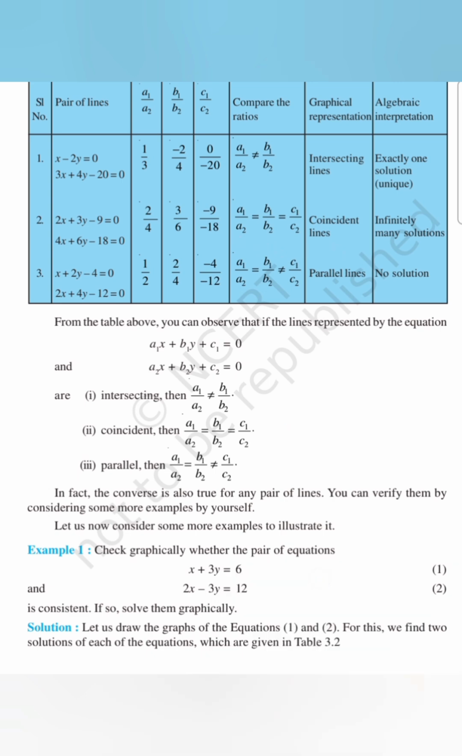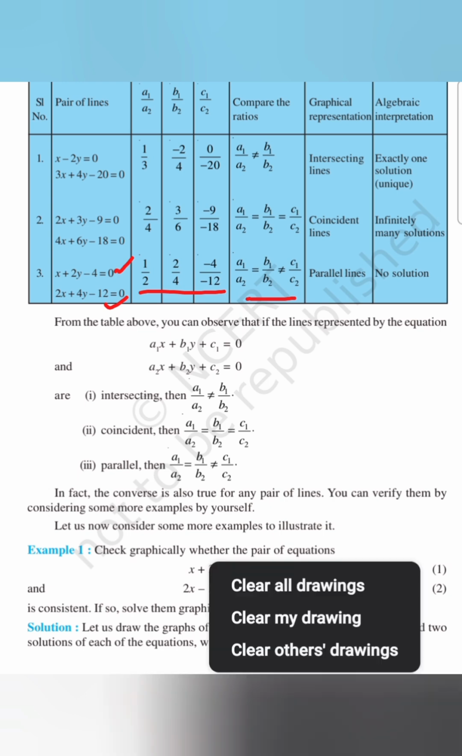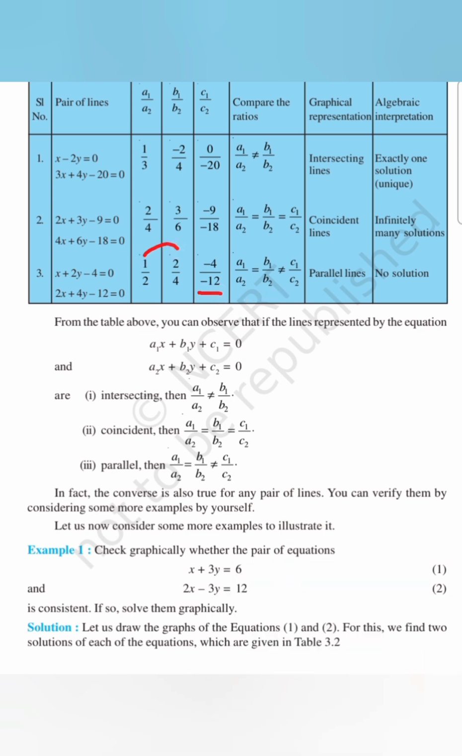Then the third example: x plus 2y minus 4 is equal to 0 and 2x plus 4y minus 12 is equal to 0. In this case also, you're going to calculate all these ratios separately, a1 by a2, b1 by b2, and c1 by c2. Then compare the ratios. You have only the first two ratios as equal and the last one is not equal. When you simplify that, you will get 1 by 3, which is not equal to the first two ratios. In that case, you can say these two lines are parallel to each other, and since they are parallel, you'll have no solution because they never intersect at all. That's given in this third condition.